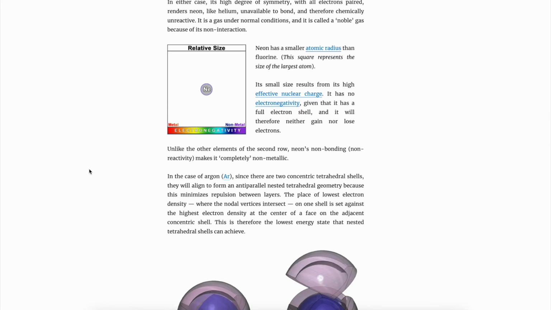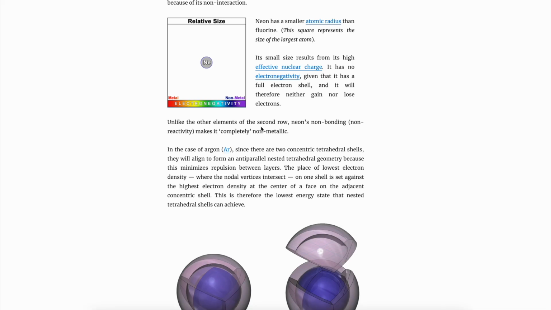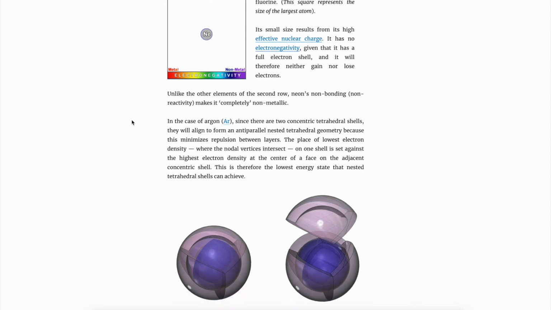Neon is also a rather small atom because it has a high effective nuclear charge with 10 protons in its nucleus that are all very close to that second shell, which makes neon rather small.